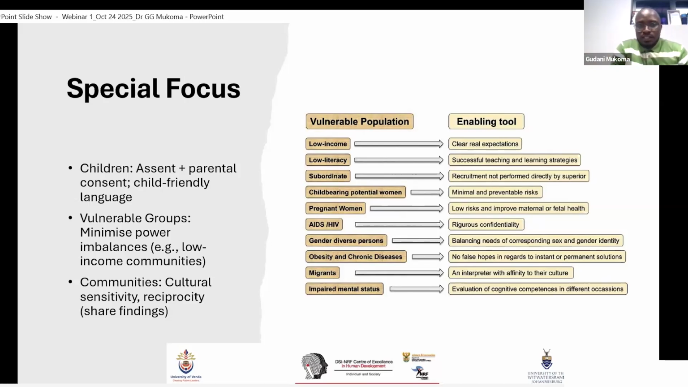I've put a slide with some examples of vulnerable populations, such as low income, and the kind of tool that you can use to enable good ethical conduct during the data collection or the research process. I will not go through this, and I'll share the slides with everyone who is interested later, for you to go through.